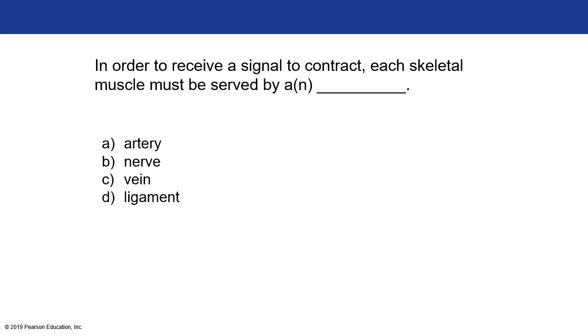What has to happen for the muscle to contract? All right, how many people think A? Or B? B. Everybody awake? Yes. So it has to be served by a nerve. All right.